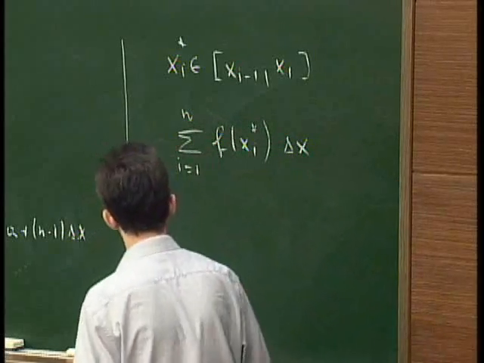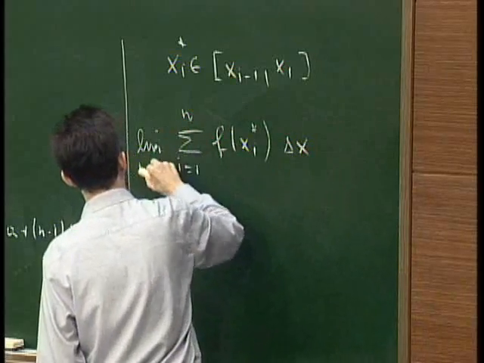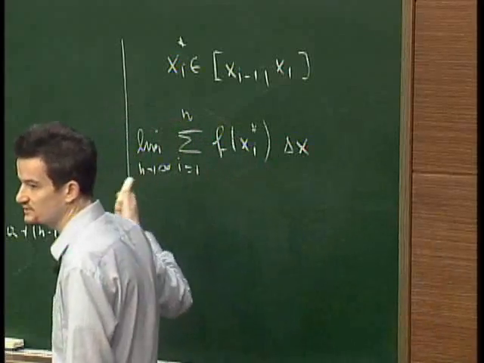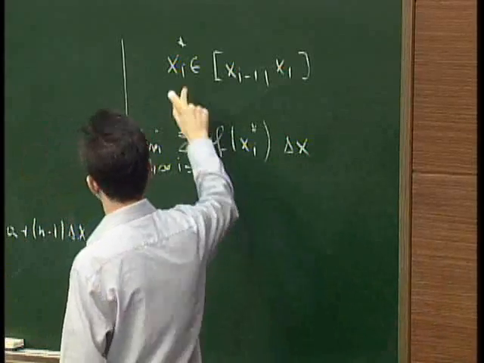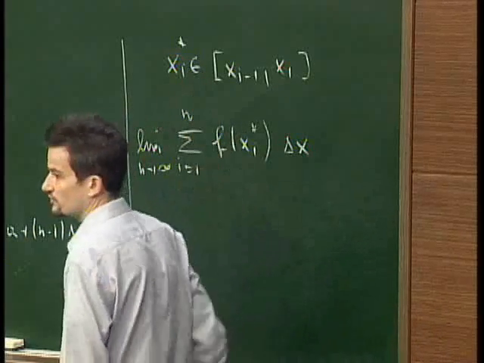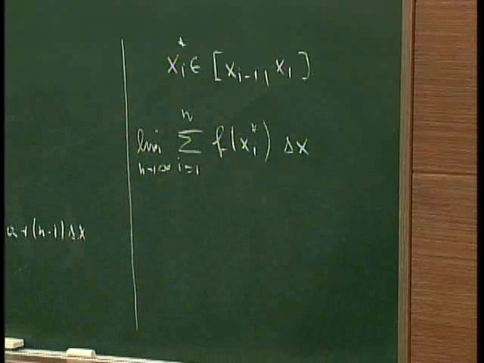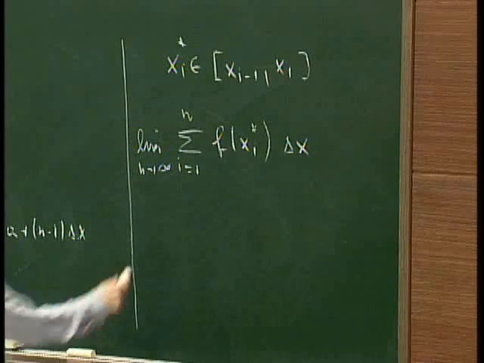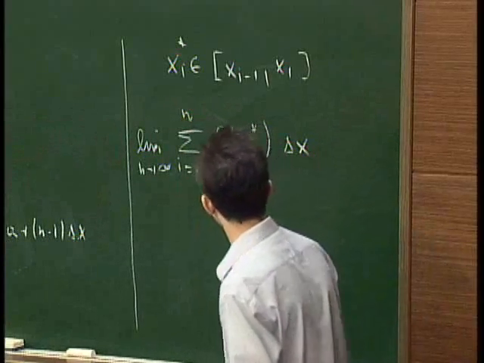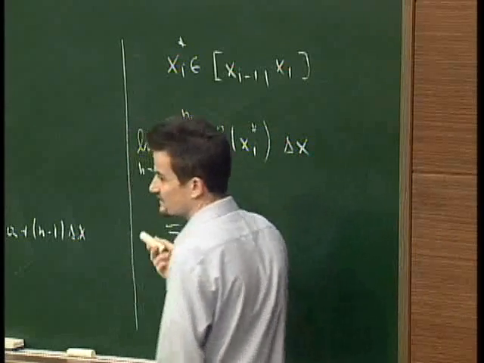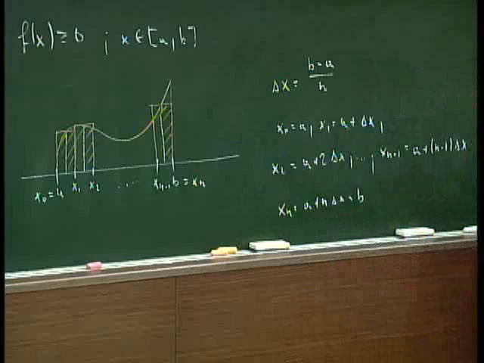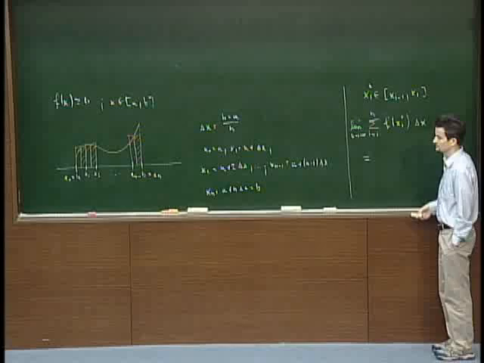And if this limit here exists, and existence here once more means, because this is not just one limit, this limit depends on the choice of the sample points. For different choices of the sample points, you get different limits. So what we have to assume is that all those limits, no matter how we choose the sample points, do exist. If they all exist and are the same, then we define the area below the function f as the value of this limit.